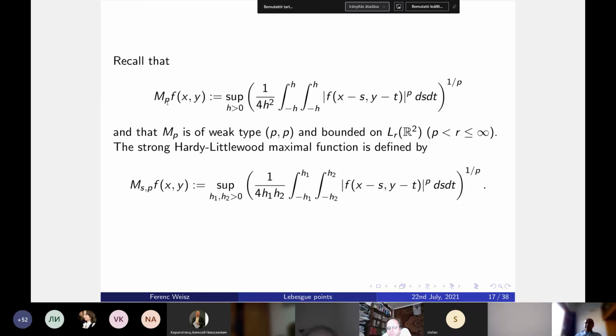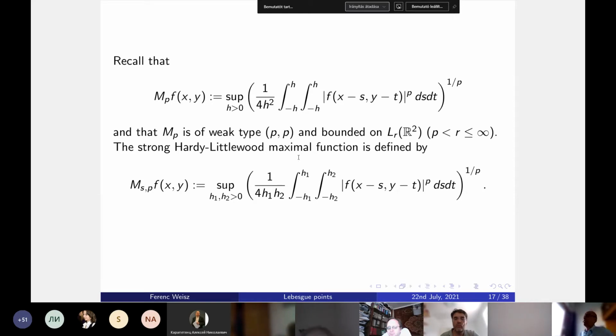The original maximal operator M is bounded on the L^r spaces, as probably you remember, r is greater than p. It is not true for r equal to p, but then M is of weak type (p,p). This is not true for the new maximal operator. So the strong maximal operator is bounded on the L^r space, r greater than p, but the weak type (p,p) inequality does not hold.